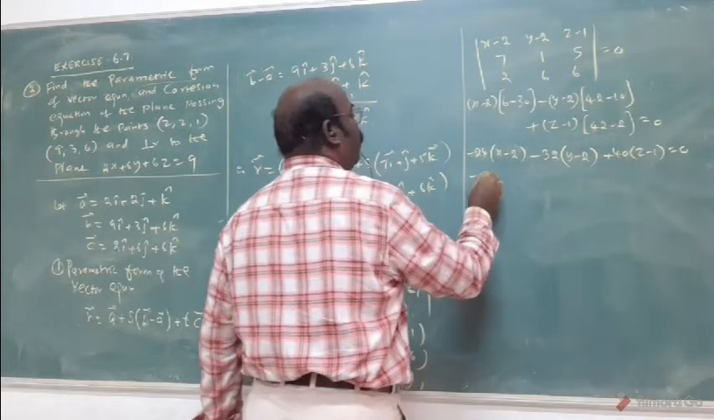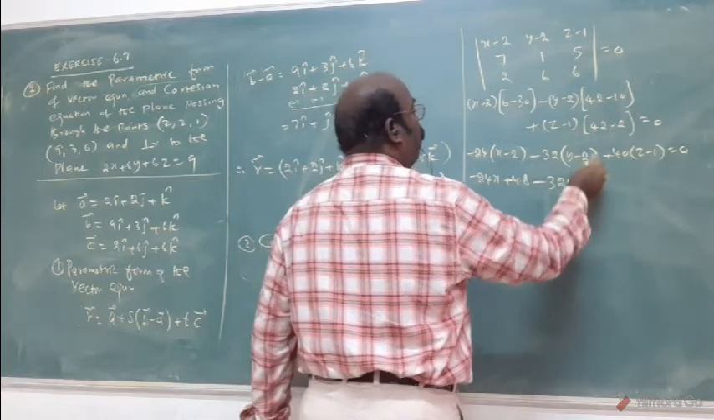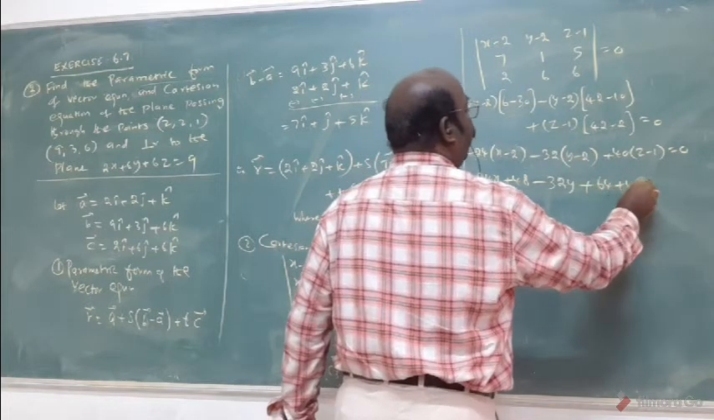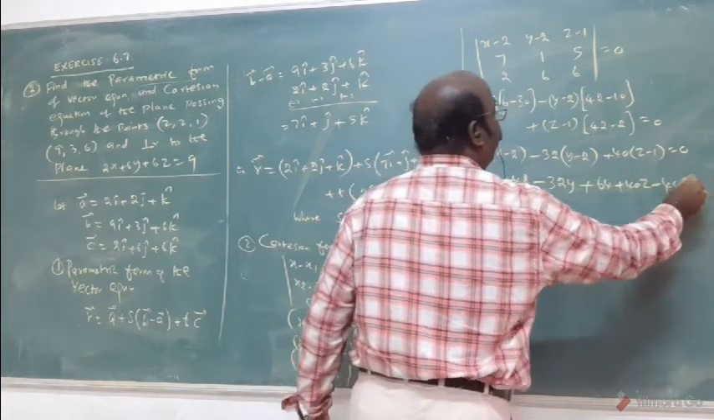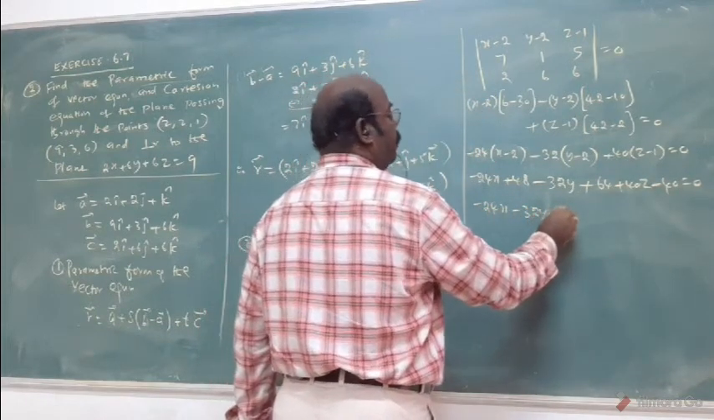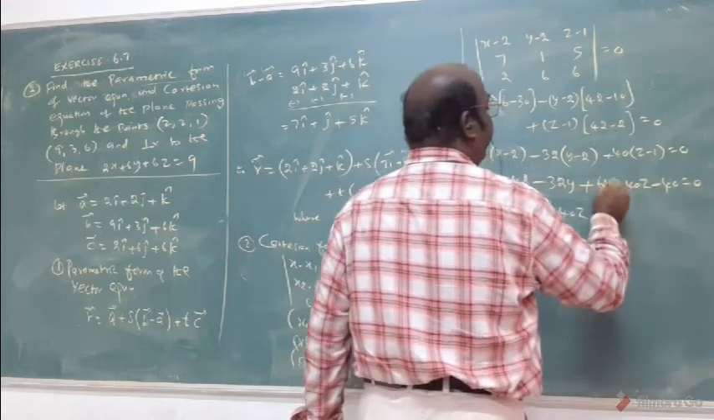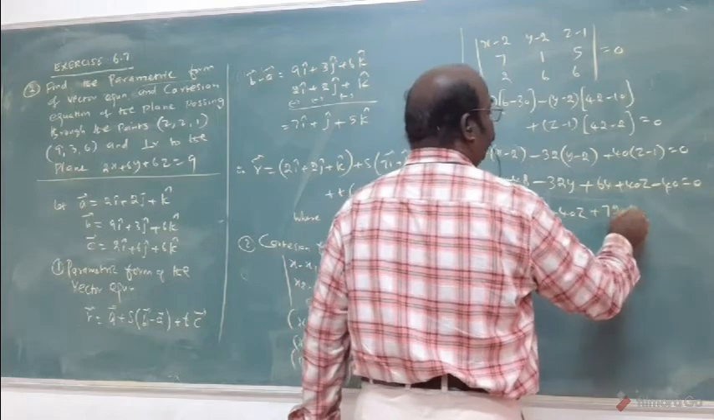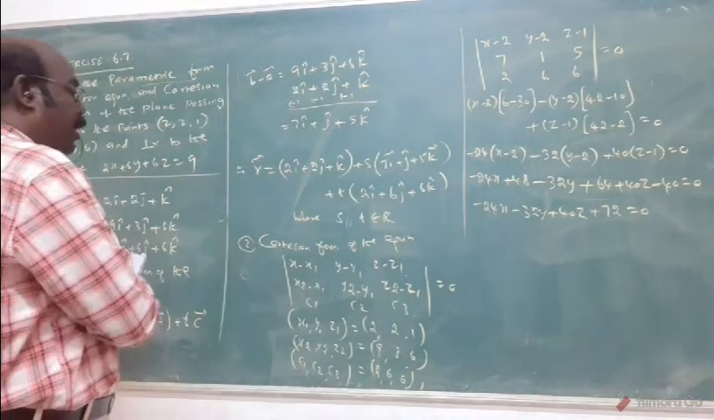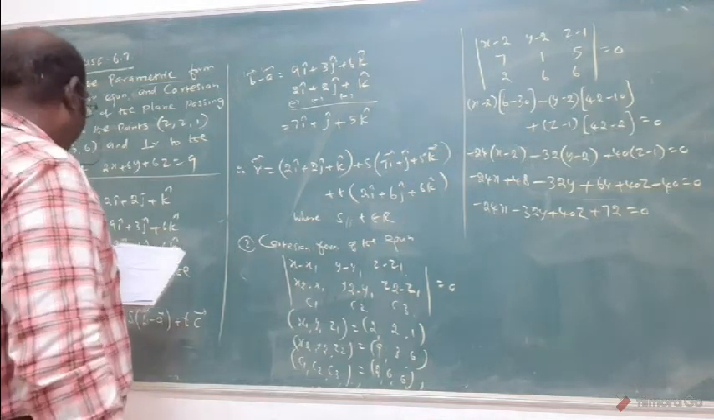Now, simplify. Minus 24x plus 48, minus 32y, plus 64, plus 40z minus 40. Write in order: x term, y term, z term. Consider the numbers: 48 plus 64 is 72. Here all the numbers are divisible by 4. Correct? All the numbers are divisible by minus 4. What is the answer?